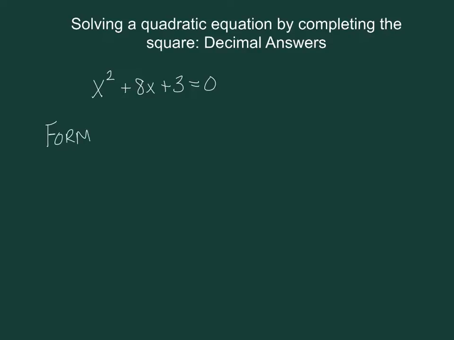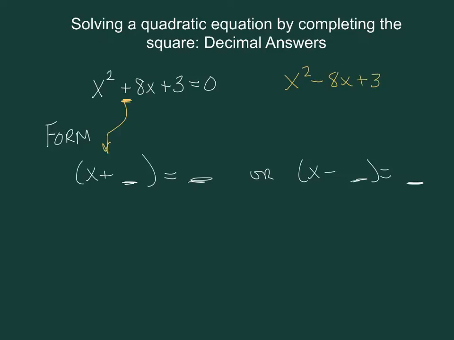You're either going to have an x plus a number equals a number form, or you're going to have an x minus a number equals a number type form. So it just depends on, really, do you have a positive here? Then it will go here. But if it looked like this, x squared minus 8x plus 3 equals 0, then your answer would go here.